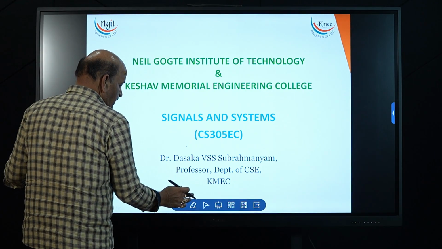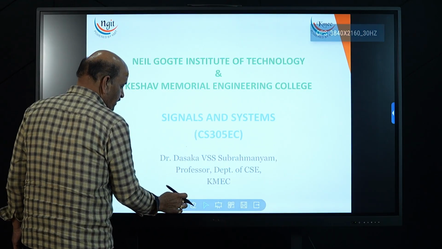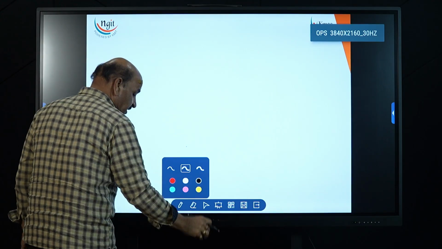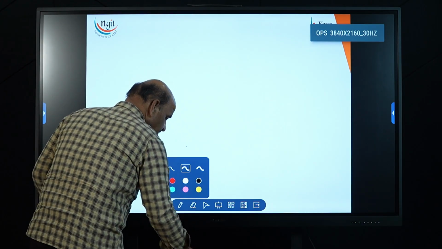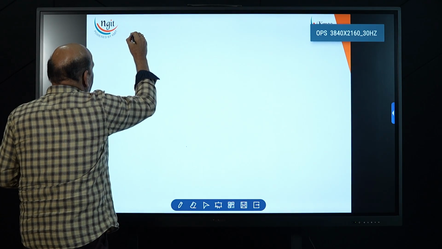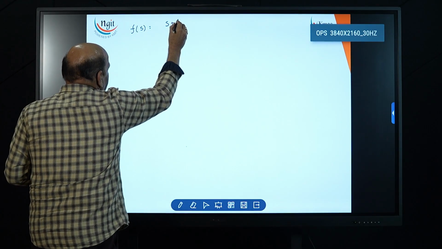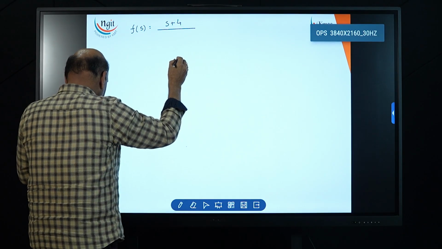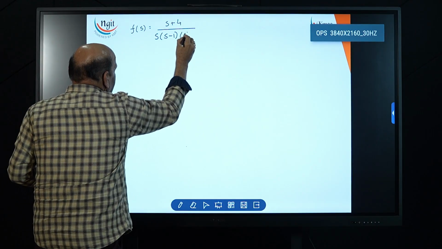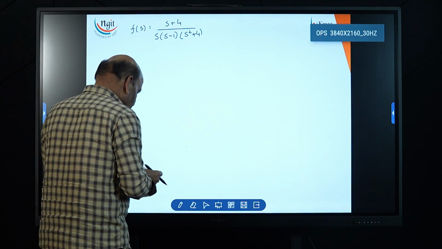Now some questions are being asked repeatedly in examinations. So first we have to observe what kind of problems they are giving. I am writing one problem which is being asked repeatedly: F of s is equal to (s plus 4) by s into (s minus 1) into (s square plus 4). This problem was asked three times.